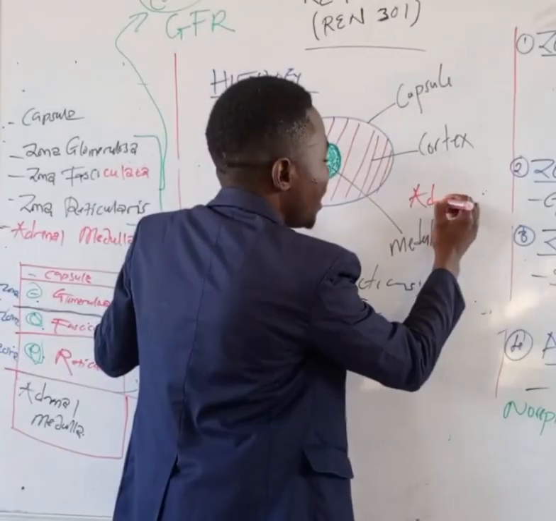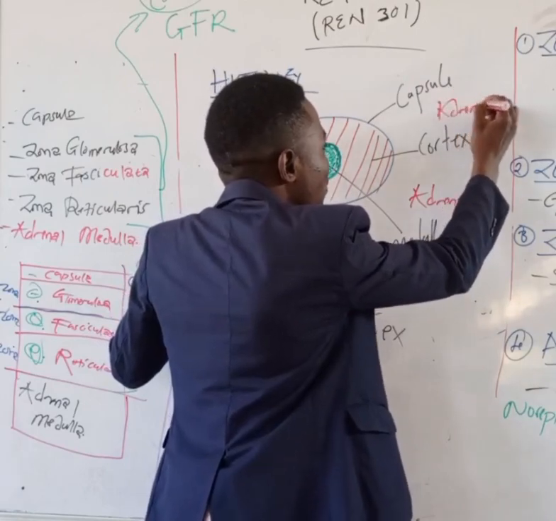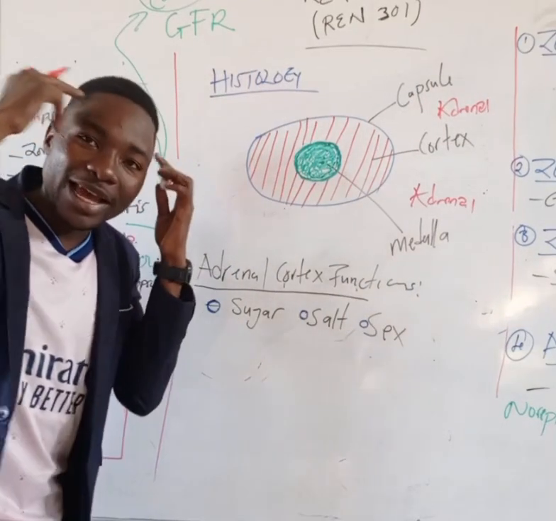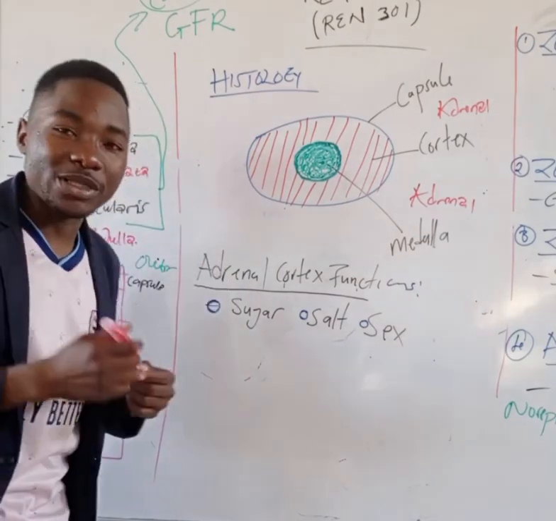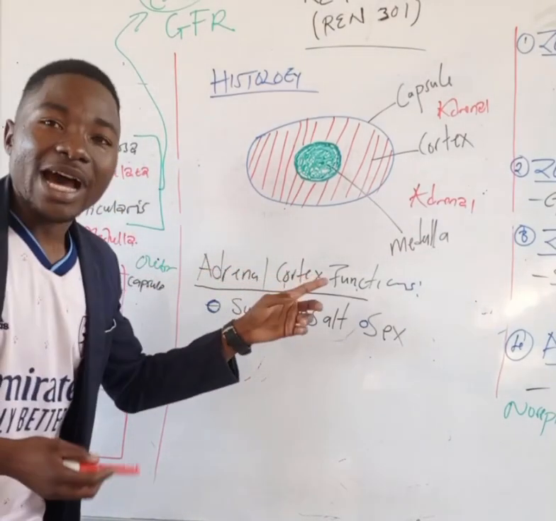That is why it can be very relevant to put adrenal when you are drawing this. So you can say adrenal cortex. There you can say adrenal medulla. But you don't confuse yourself with the cortex that you have in the brain, as well as the medulla oblongata which you have in the brainstem. So the functions of the adrenal cortex.